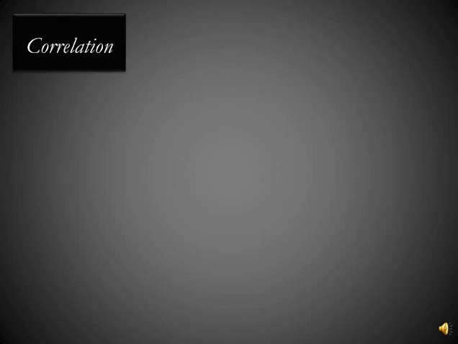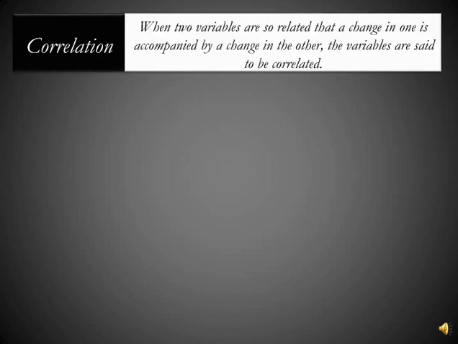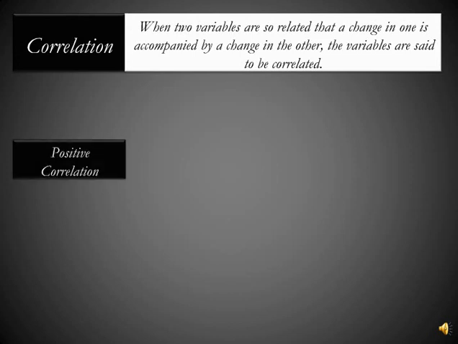Here comes the concept of correlation. When two variables are so related that a change in one is accompanied by a change in the other, the variables are said to be correlated. But there are two types of correlation.